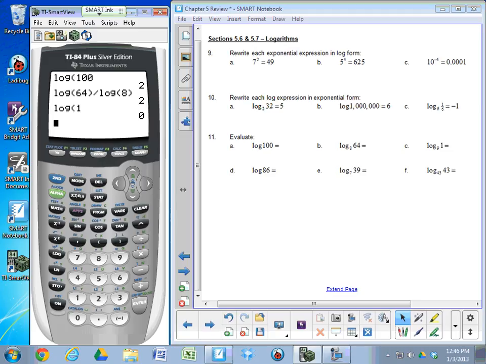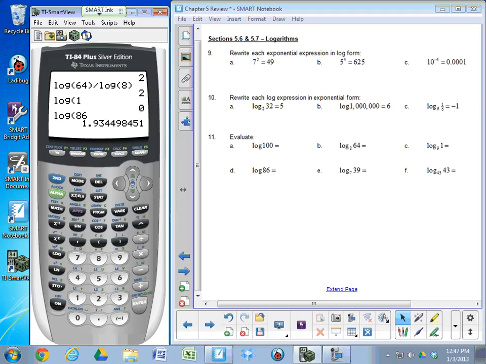In D, E, and F, again, just use the calculator. It's asking you 10 to the what makes 86, and I don't know. So let's find the log of 86. It should be 1 point something. It's approximately 1.93. That makes sense because 86 is slightly smaller than 100. So the exponent on 10 to make 86 will be slightly smaller than 2.